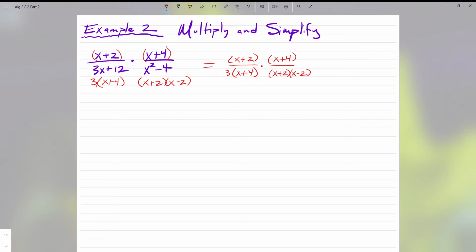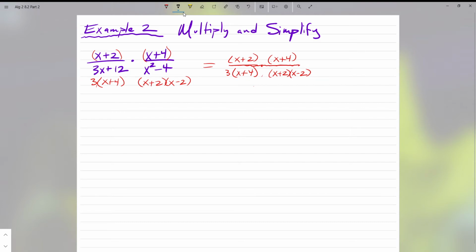Now, I'm multiplying two different rational expressions. So what I do in my head is I consider it one big fraction, because that's what multiplication does anyway. You multiply the tops, you multiply the bottoms. And when I do it like that, then it's much easier to think about canceling, for me anyway.